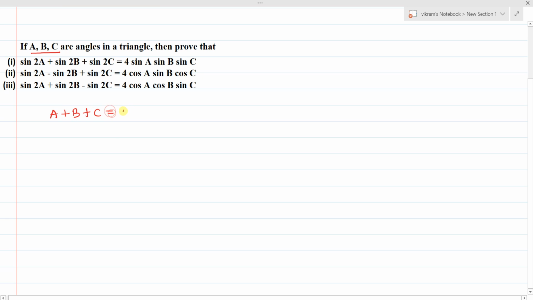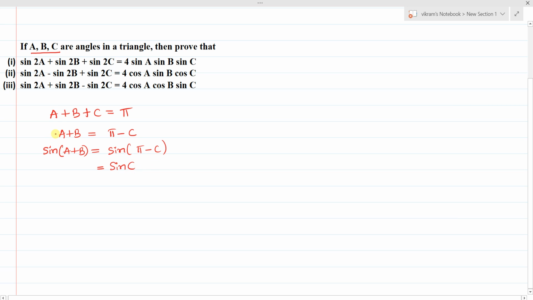in a triangle is 180 degrees. From this we can write A plus B is equal to pi minus C. Now if we apply sine to this, we can write sine of A plus B is equal to sine of pi minus C, whereas sine of pi minus C is equal to sine C only.